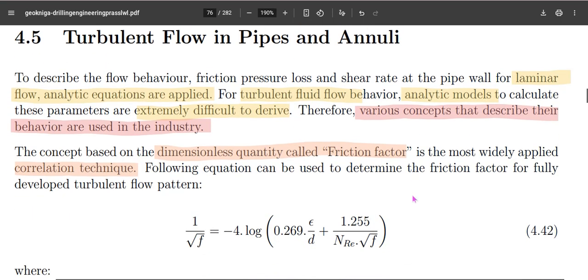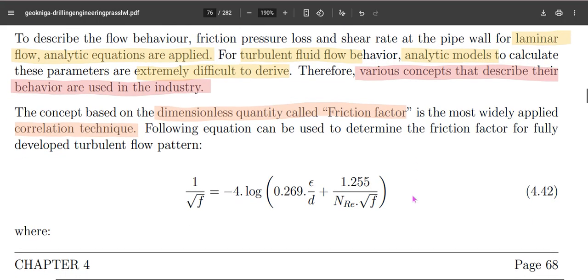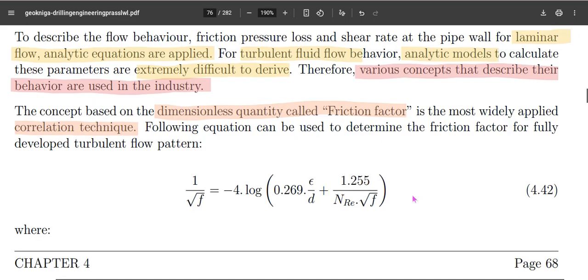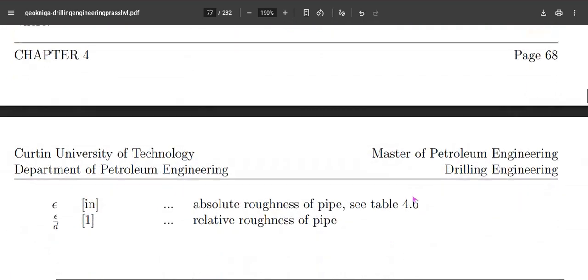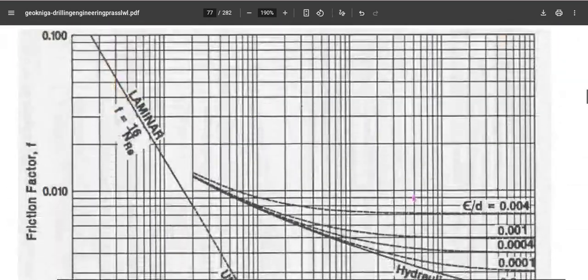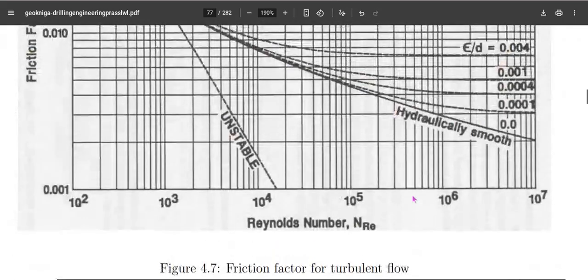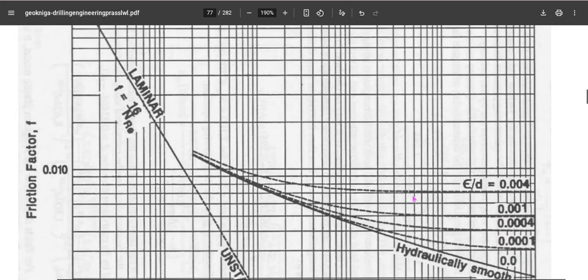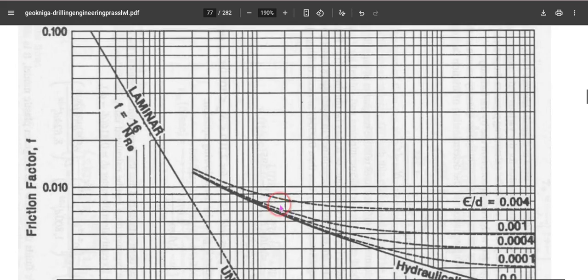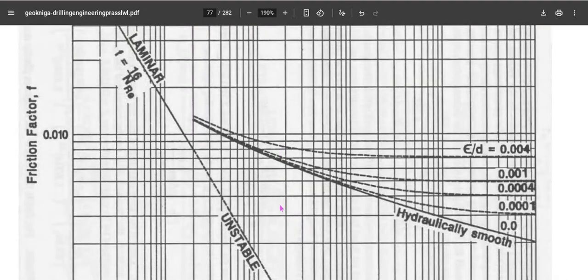So there are some empirical experiments that were carried out in industry around the 50s and 60s, and from them they ended up with empirical relations like equation 4.42, and also a chart here based on the Reynolds number. We can find the friction factors during the laminar and the turbulent regimes.